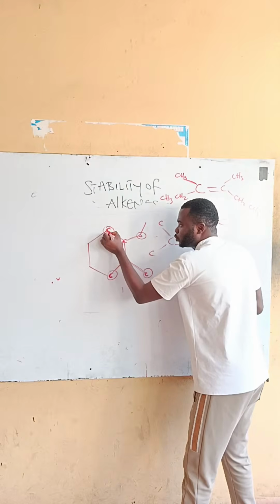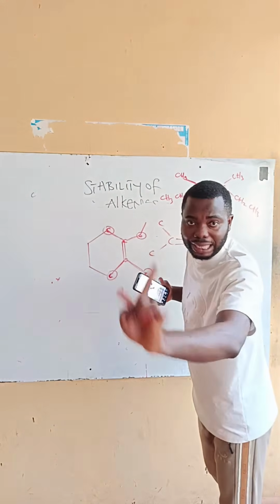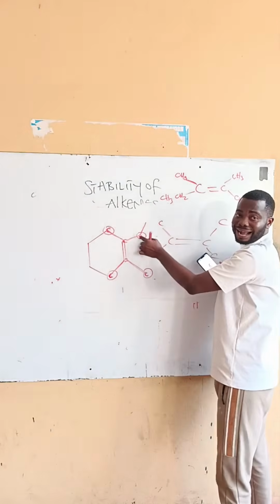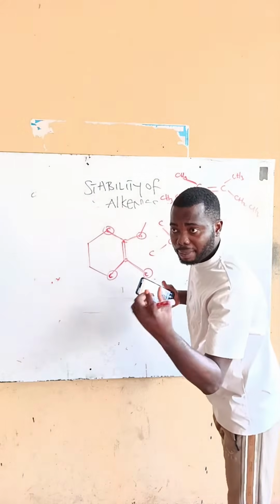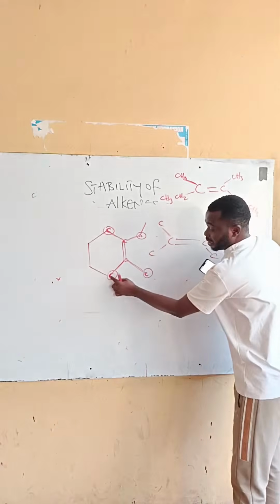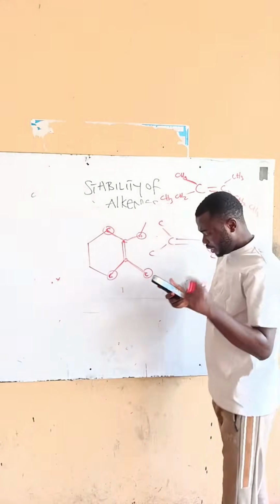If it is directly attached to a carbon, you count it as one alkyl group. Is that okay? If it is directly attached to another carbon, you count it as another alkyl group. How many alkyl groups like that? 2. Here, 3. Here, 4. Do you all get that?